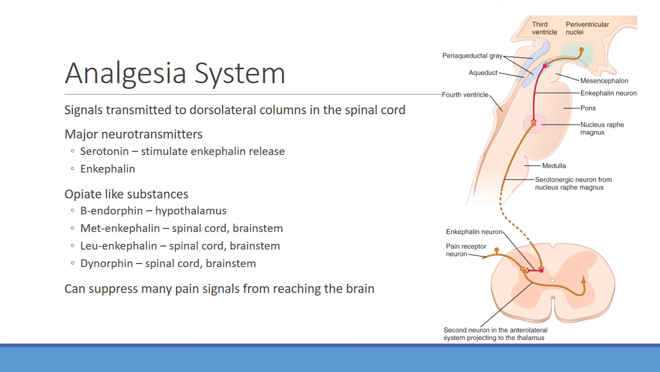And so we can use that with certain neurotransmitters. Some of the major ones include things like serotonin. It can be really useful with this because it helps to stimulate release of enkephalins. And enkephalins are basically our body's own opioids, very similar to things like morphine and heroin. Some of the major ones you'll see being released include beta endorphin, which comes from the hypothalamus. You'll have metenkephalin and leuenkephalin, and then dynorphin. All those are being released within the brainstem and also the spinal cord.